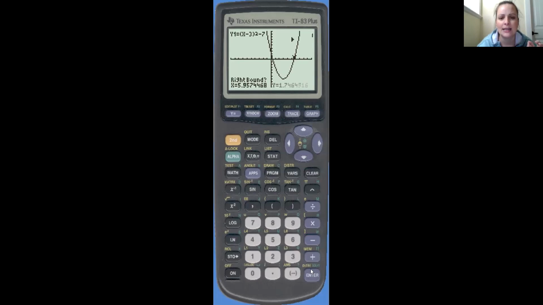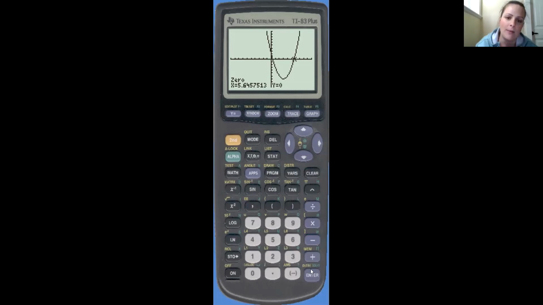And to the right of the right x-intercept, to be right bound, is going to be above the x-intercept. So it's going to be over here. But again, I want to move that cursor as close to the x-intercept as possible without actually going onto it. And I'm going to hit here. And then I'm going to say, yes, please guess the answer.